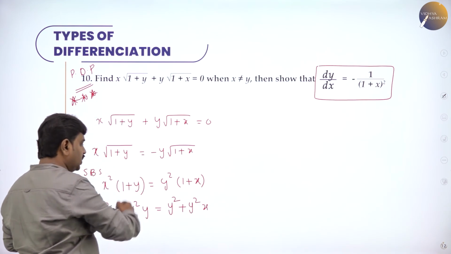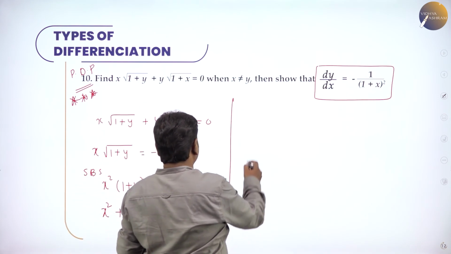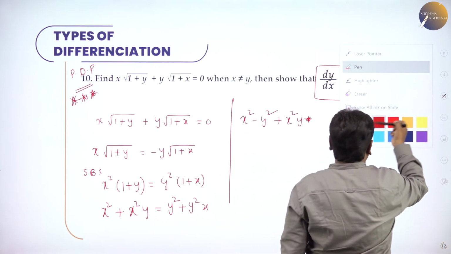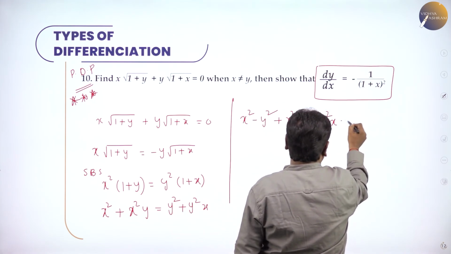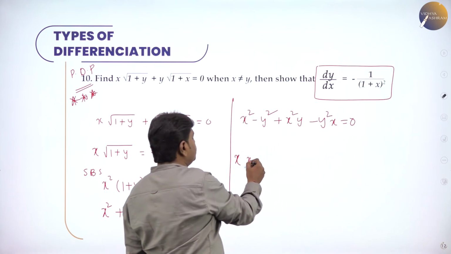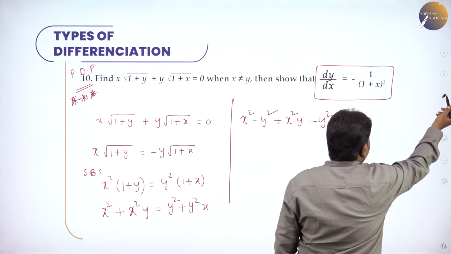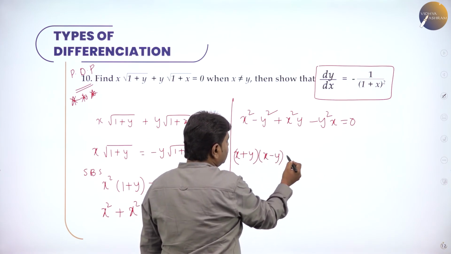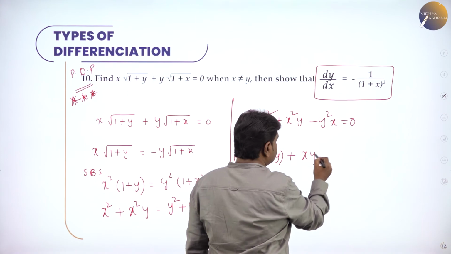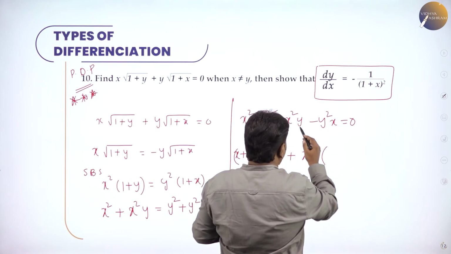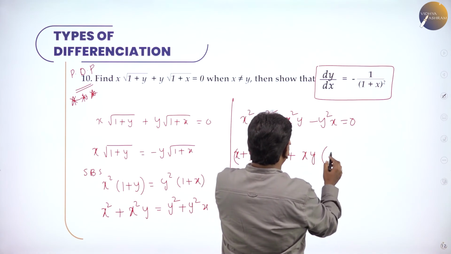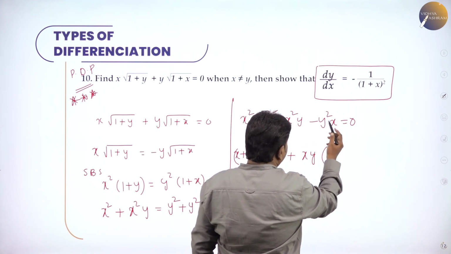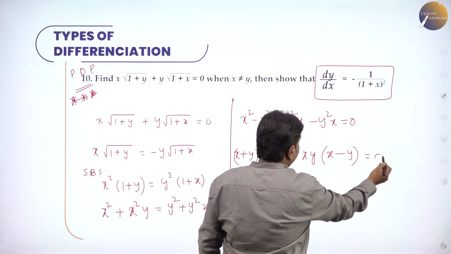Now bring all terms to the LHS. If you bring all the terms to the LHS, we'll get x square minus y square plus x square y minus y square x equals 0. All of you know what is a square minus b square. It is in the form a square minus b square, which can be written as a plus b into a minus b. So you can write this as x plus y into x minus y. Further, in these two, I can take xy common. If I take xy common, one x is out, one y is out, so it will be left with x minus y equal to 0.